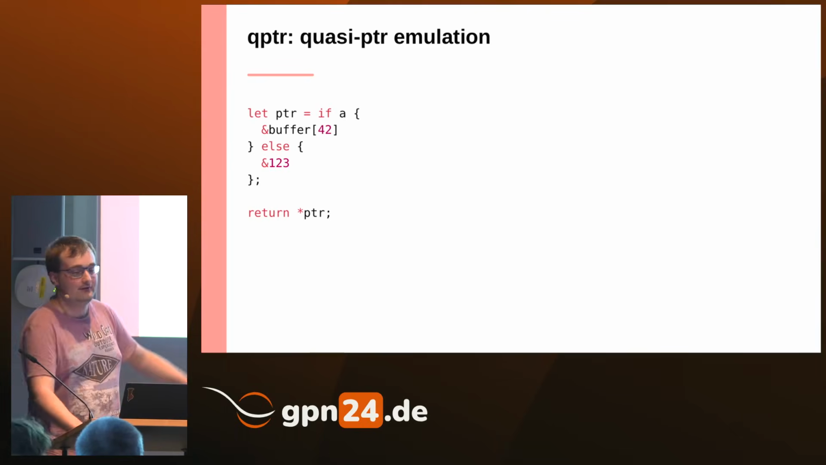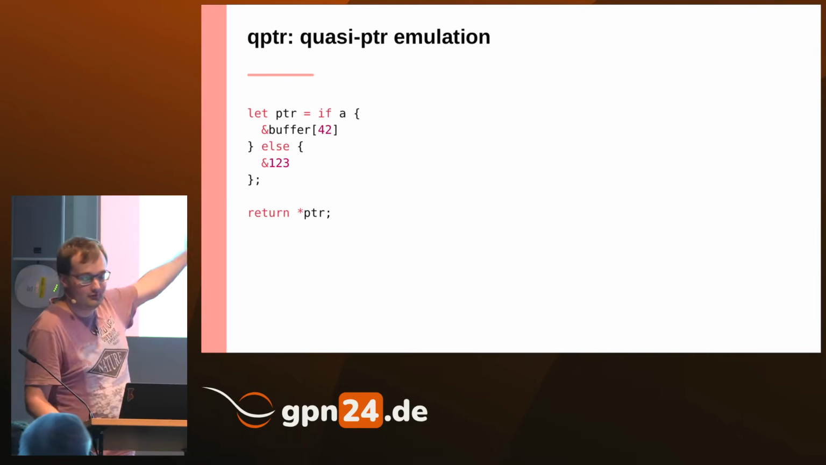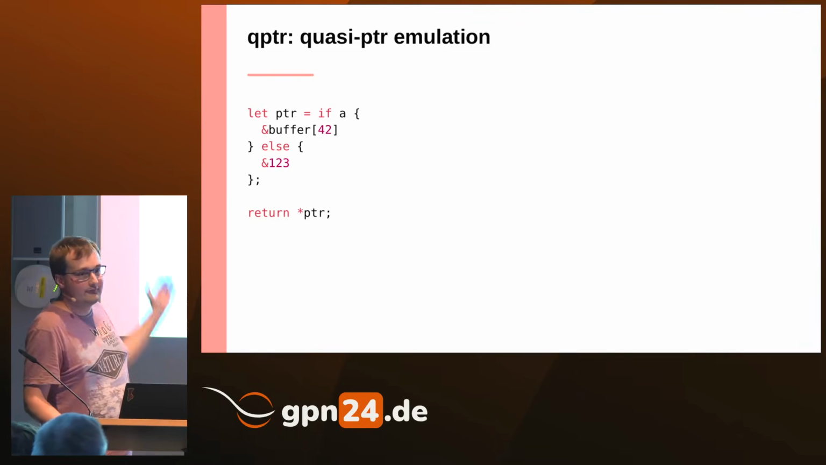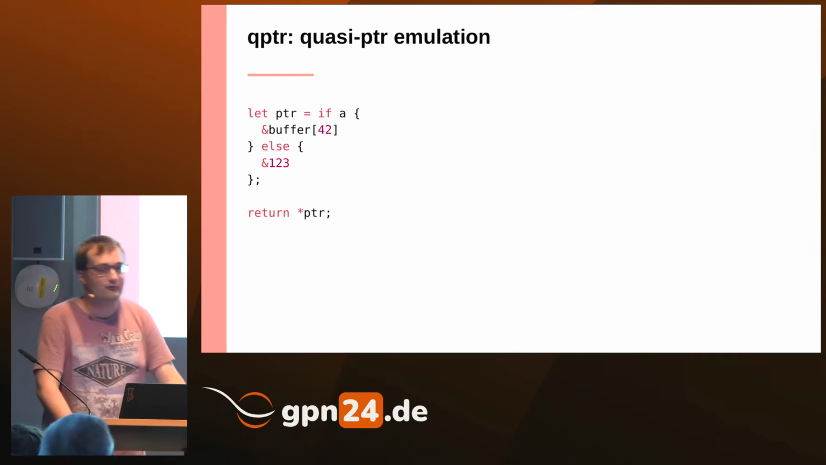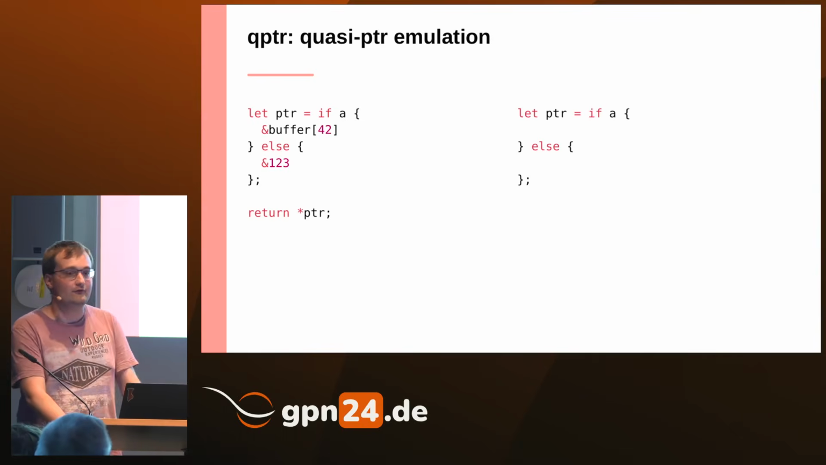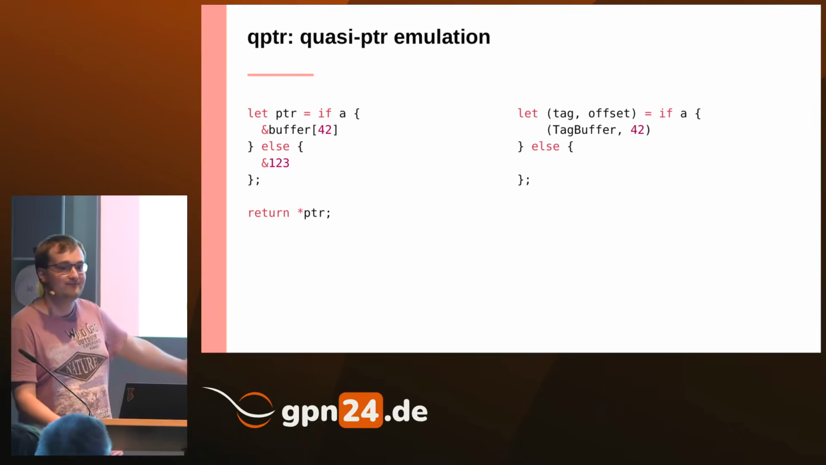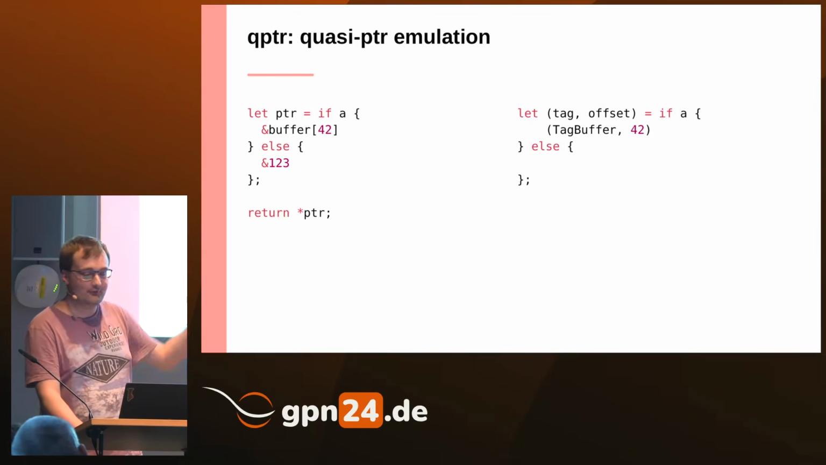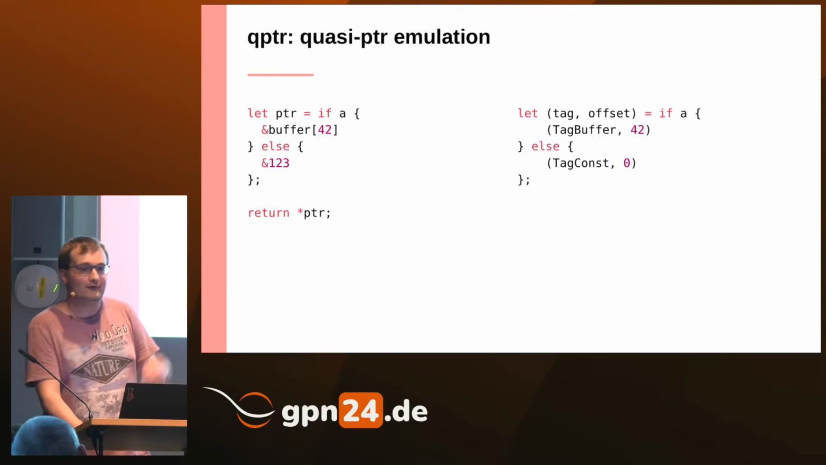If we take a look at this sample of source code, what do you see? You have an if on some condition, doesn't matter, and either we take a reference to a buffer or we take a reference to a constant, and then we access it. In this case, we are absolutely passing pointers around, and we want to get rid of these pointers, right? So the first thing we do is copy the control flow, because it doesn't change. And then for the pointer path, we just use pointer tagging. So we have a tag for a buffer at offset 42, and for the constant, we have a tag for the constant at offset 0.